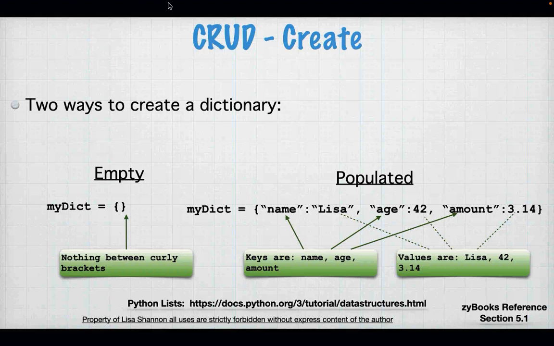So we have CRUD with dictionaries just like we have CRUD with lists. You can create, read, update, and delete. So the way to create an empty dictionary is open and close curly braces. That's it. There's nothing in between them. You just assign that to a variable, and you have a collection place if you have to create a dictionary on the fly. You create a populated dictionary, as we've already seen. We have MyDict, the variable name, equal, open curly brace, name, colon, Lisa, age, colon, 42, amount, colon, 3.14. And by the way, dictionary keys do not have to be strings. They can be other things. But for ease of understanding and ease of my examples, I've just left them as strings.